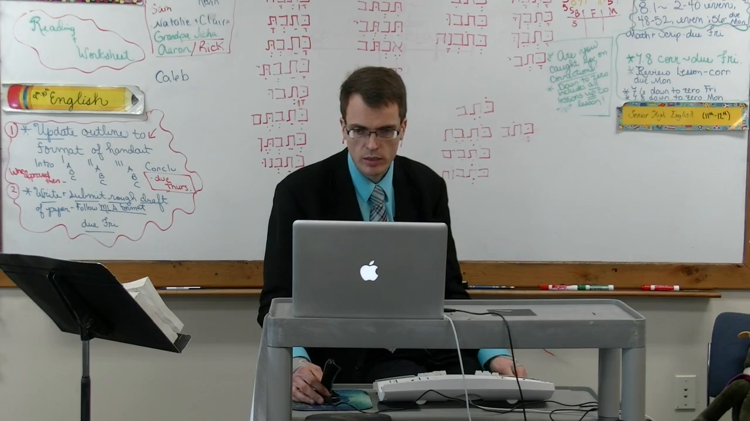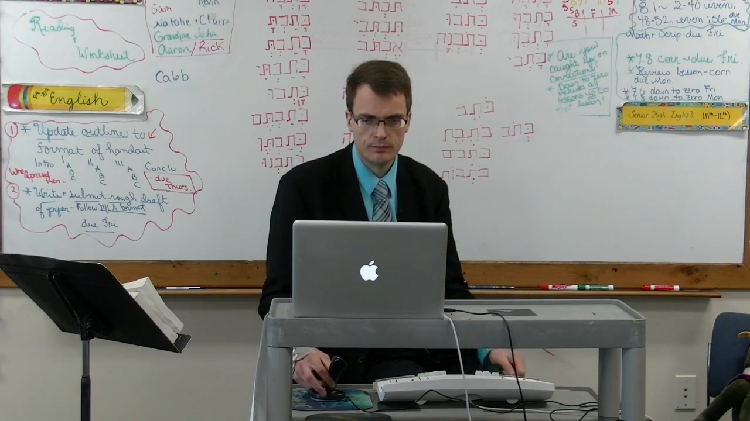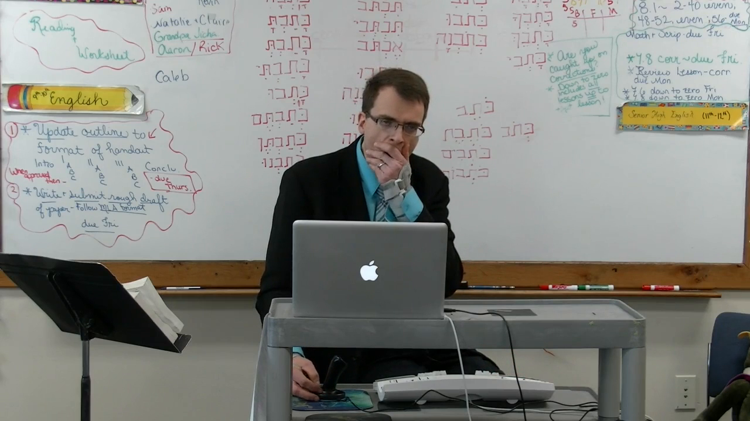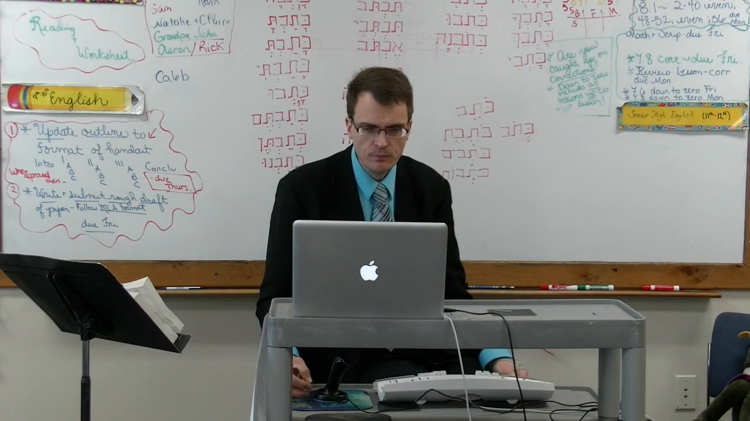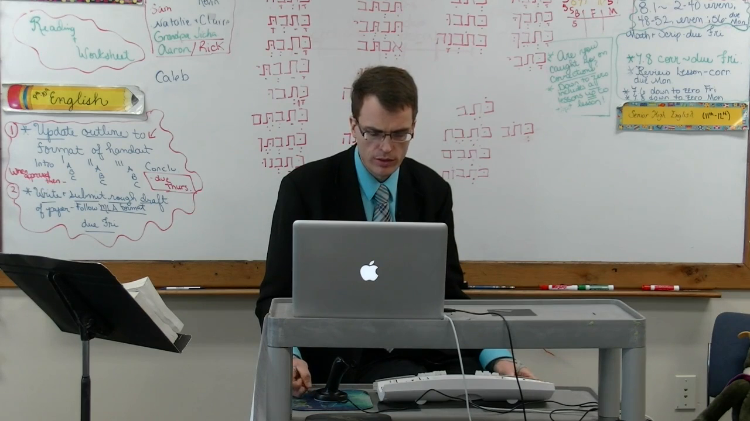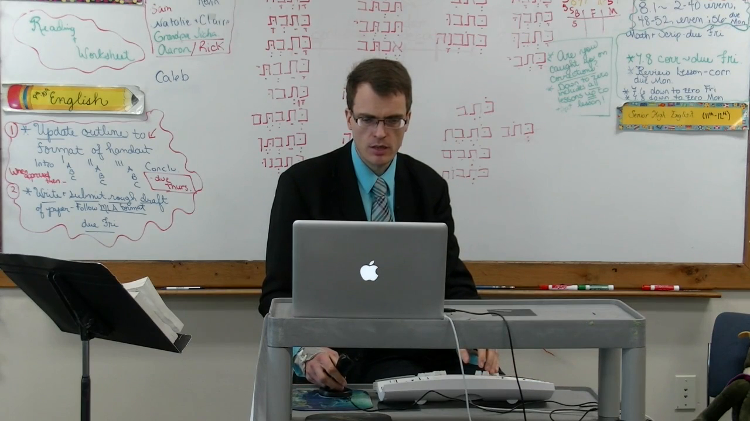How about the last clause? Vayar Elohim ki tov. Vayar is "and he saw," Elohim God, ki that, tov good. Good. And the vayar, as we parsed it before, is ra'a, kal, consecutive, 3ms, apocopated, to see. And God saw that it was good.